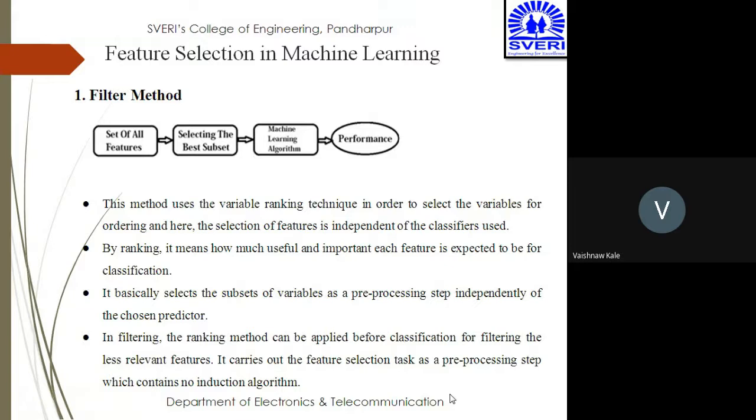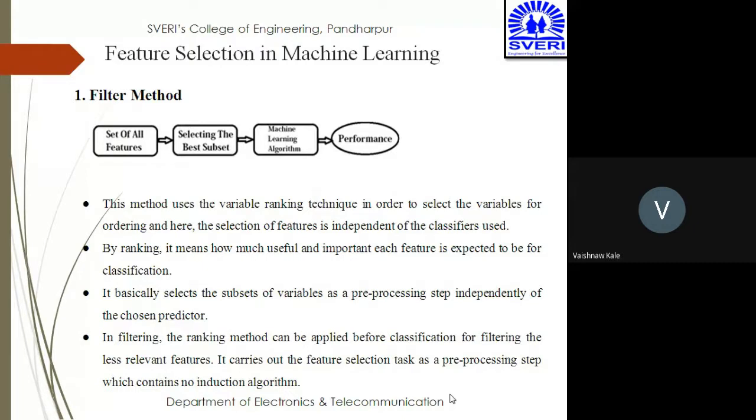So the first block is setting all the features, then selecting the best subset which is given to the machine learning algorithm, and then the performance is checked whether the particular subset which you have selected is giving good results or not. This is how the filter method block diagram is. This method uses a variable ranking technique in order to select the variables for ordering, and this selection of features is independent of the classifiers used.